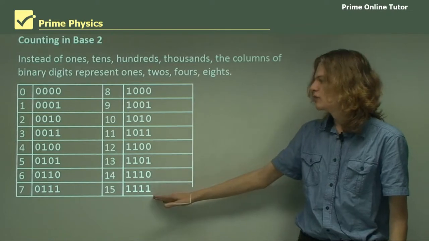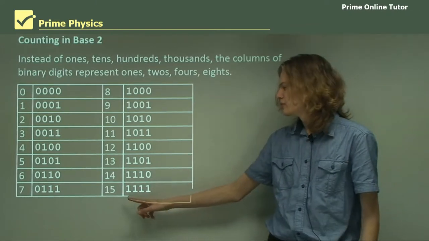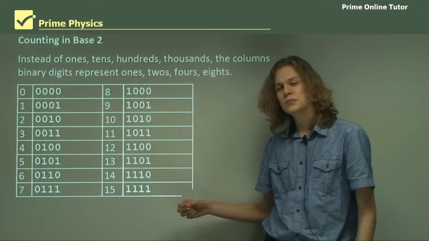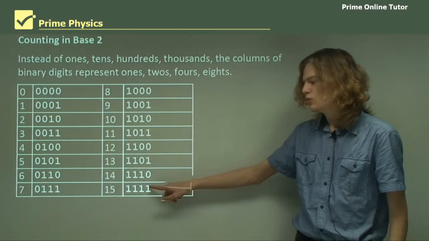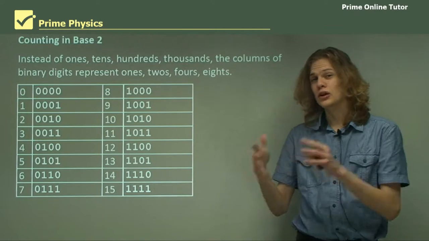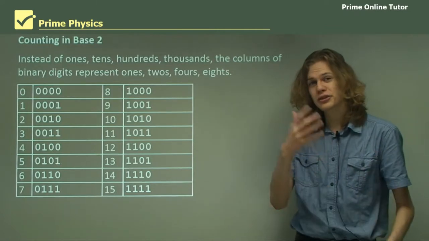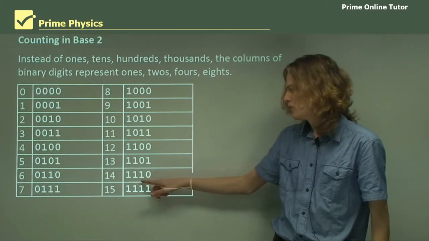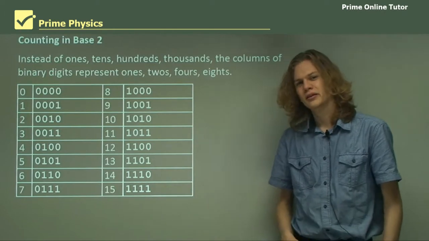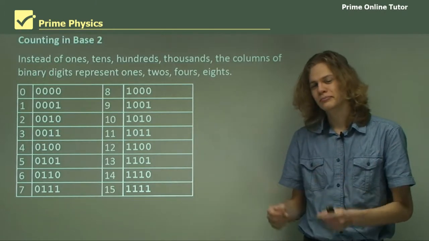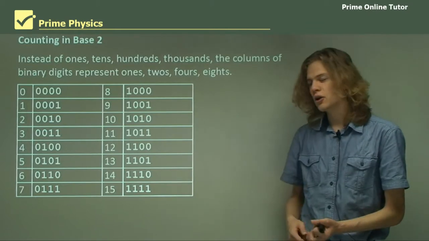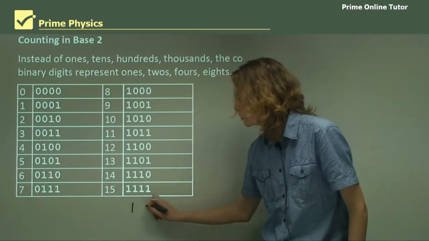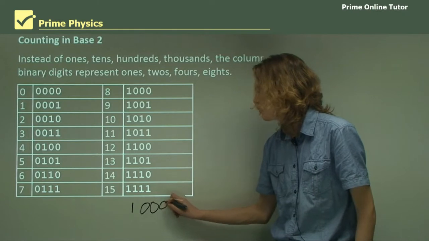In fact, by the time we get to 15, we're at 1111, which means that if we add one more, then 1 plus 1 is going to be 10. So put the 0 down, carry the 1. Then we have another 1 plus 1. That equals 10. So put the 0 down, carry the 1, and it will continue on until we get the number for 16, being 10000.